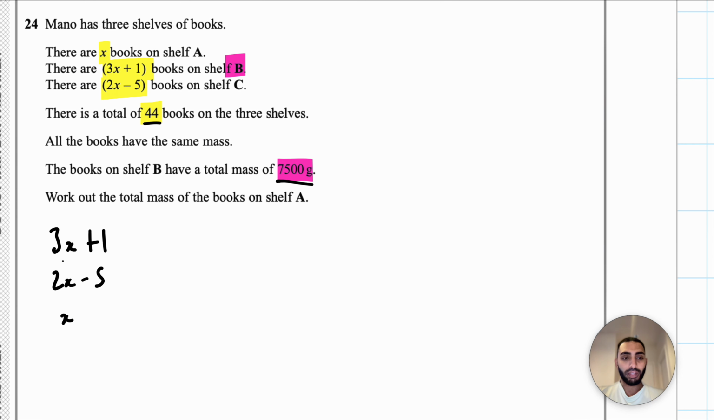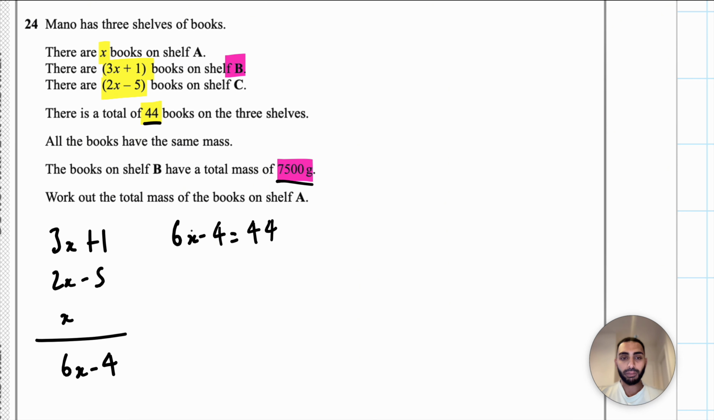And I'd write it with the x's above each other and the numbers that are on their own above each other, just to make it easier to add up. 1 take away 5, which is 4. 3 add 2, which is 5. And 5 add 1, which is 6. So I have 6x minus 4. This 6x minus 4 is equal to 44. That's how many books we have altogether on all of the shelves.